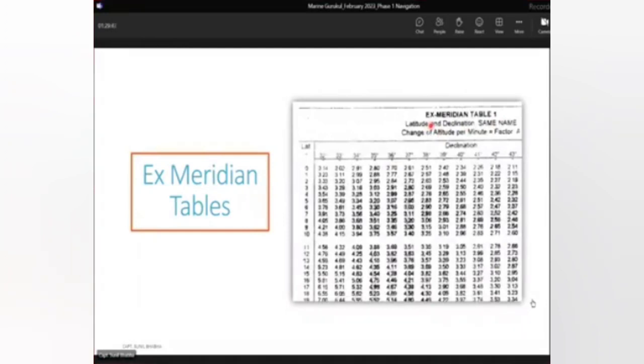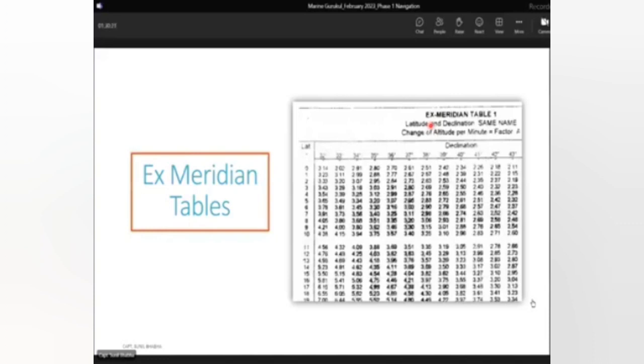In the olden days when we did not have calculators, all these 4 tables were used to work out an X meridian sight. But nowadays the calculations are done with scientific calculators. So we do not require table number 2 and 3. Their purpose is served by the calculator, but we require table number 1 and table number 4 to obtain the X meridian limit.